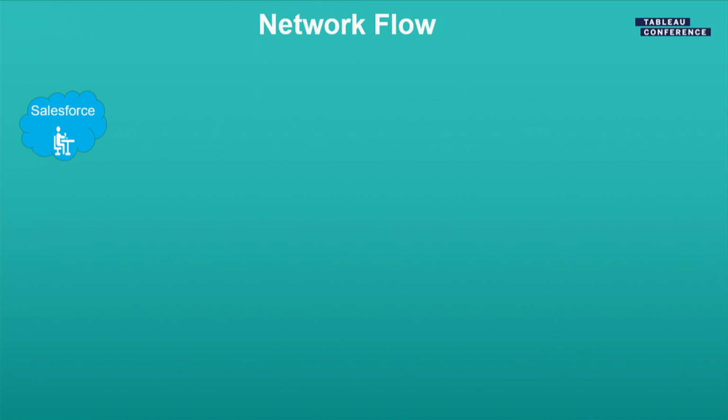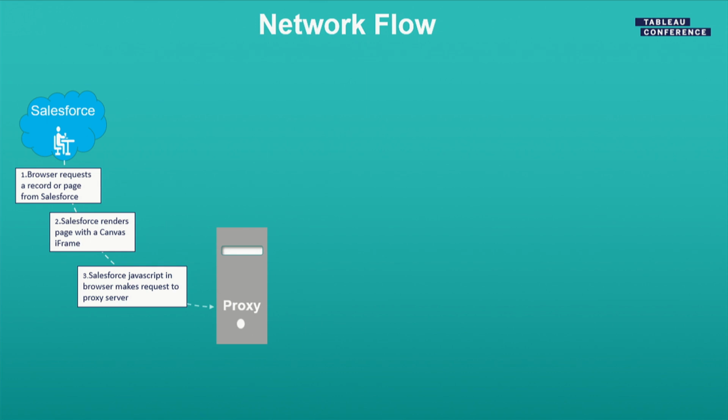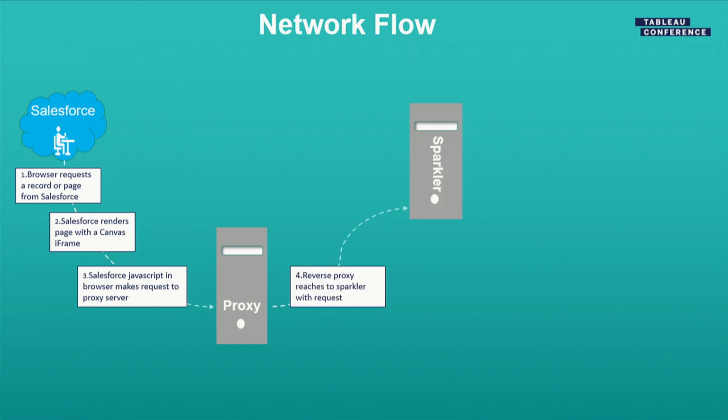Let's look into the network flow, which I want to explain from a high-level perspective. You are in a browser, you request a page, and then Salesforce uses a Canvas connected app. Any third-party integration you want to do with Salesforce uses a Canvas connected app. Then it embeds the dashboard, it calls a Visualforce iframe, and then the JavaScript of your browser calls the dashboard. It goes to the proxy, and the proxy takes it to Sparkler.